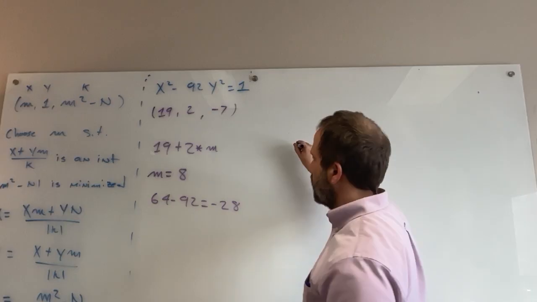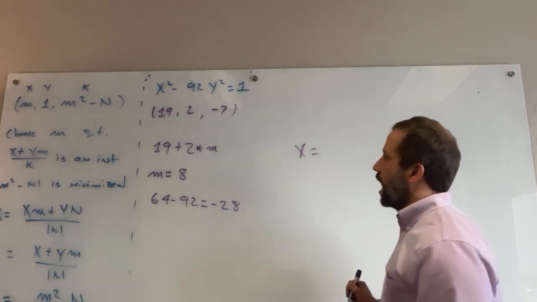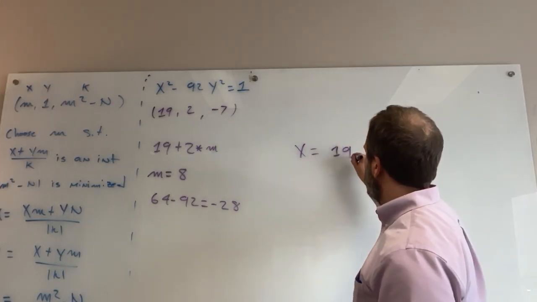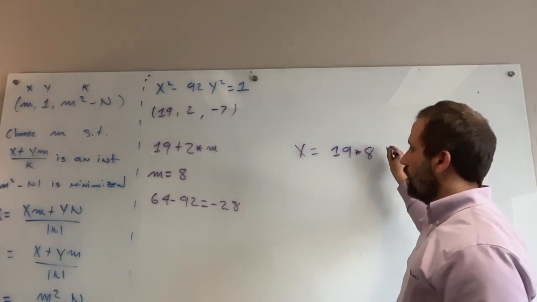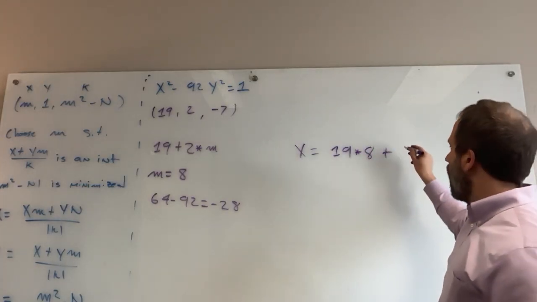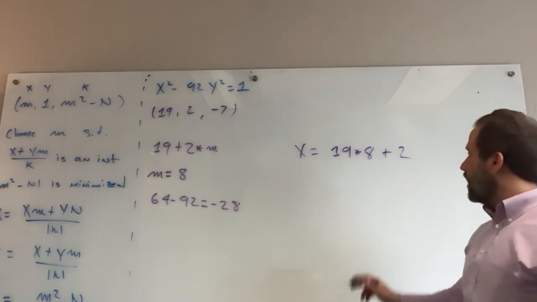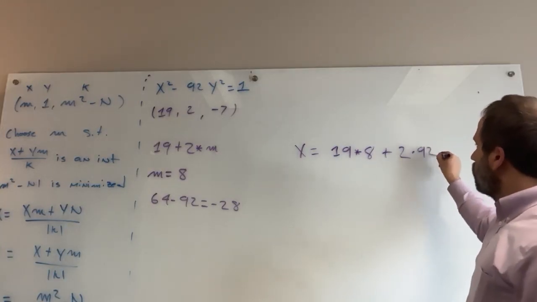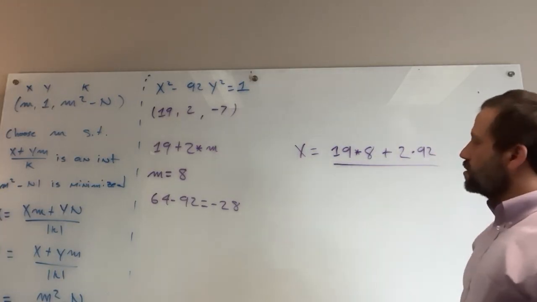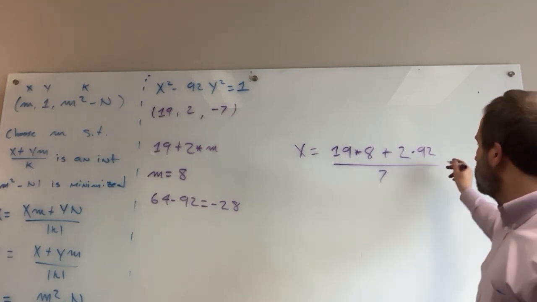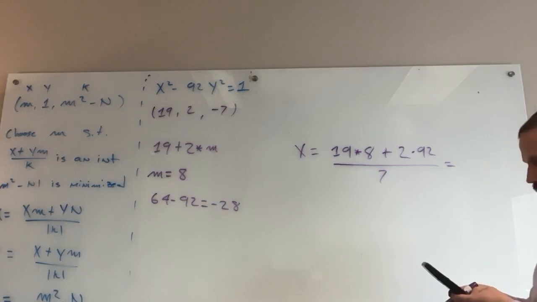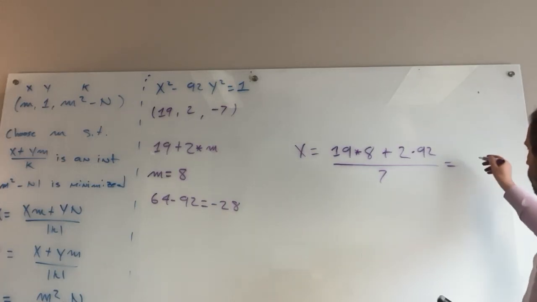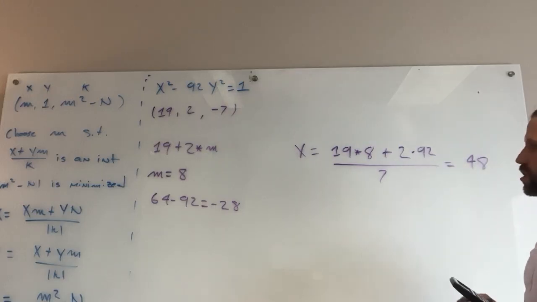So then our new x is going to be our old x, which is 19, times our m, which is 8, plus our old y, which is 2, times n, which is 92, and we divide all of this by the absolute value of our k, which is 7. And this is going to give us 19 times 8 plus 2 times 92 divided by 7 gives us 48. So our new x is going to be equal to 48.